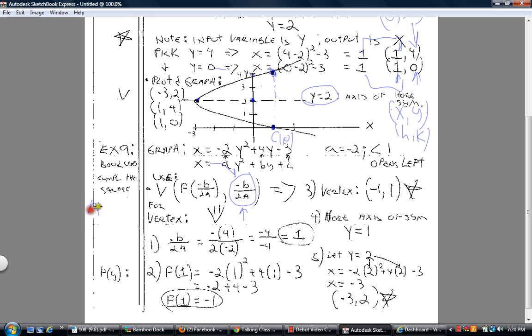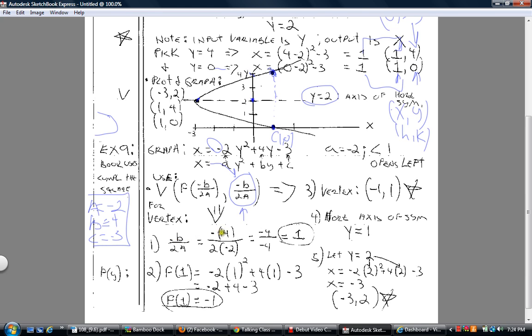Again, you might want to do A equals negative 2. Which way is this graph open though, class? To the left, right? Okay. B equals what? 4. C equals negative 3.